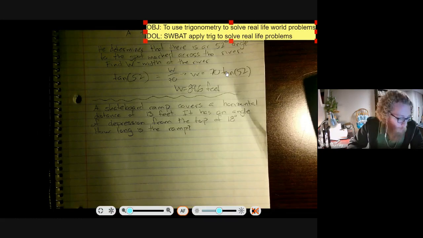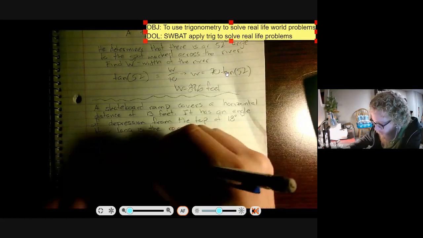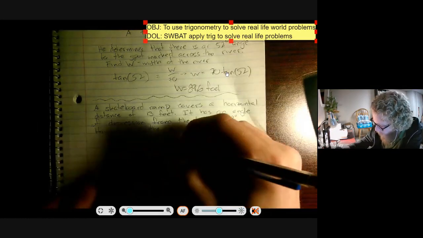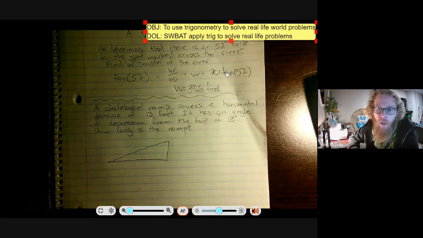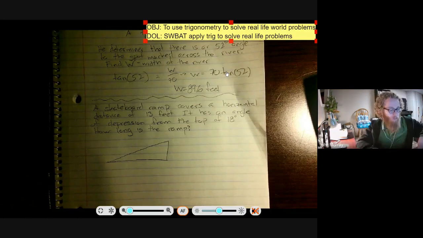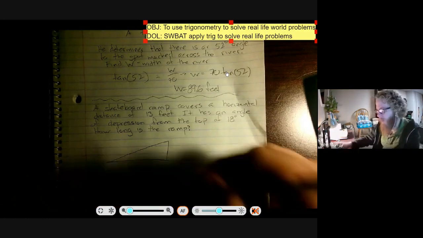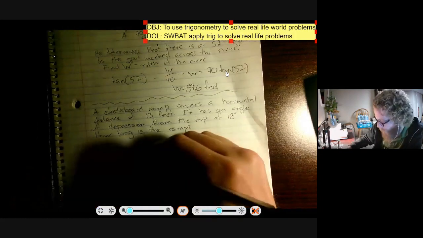All right, so the way this one is worded, be careful where you put your numbers. Obviously at first we're going to draw a picture, right? So here you have the ramp, and it comes up like that. It covers a horizontal distance of 13 feet, right? So that means if you just measured along the ground from where it began to where it started, that would be 13 feet.